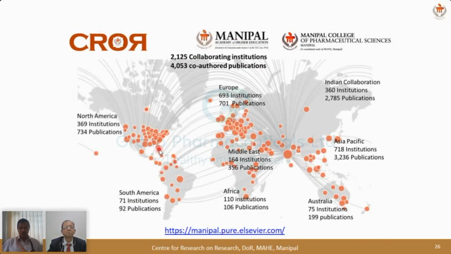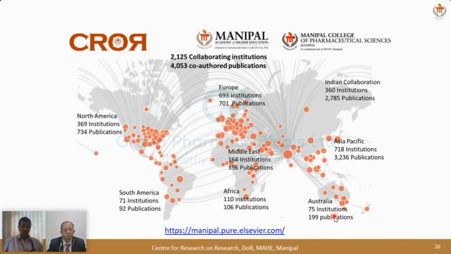Now, I'm not just advertising what we have done on the website platform. This is what you can see. We have more than 2,125 collaborating institutions for the last 5 years. This is only for the last 5 years of collaboration, with many co-authors. This is from institutions all over India. We collaborate with around 360 institutions inside India. Plus, if you see the Asia Pacific, this is a collaboration we have, and all that is possible using the Pure portal or research visibility forum.